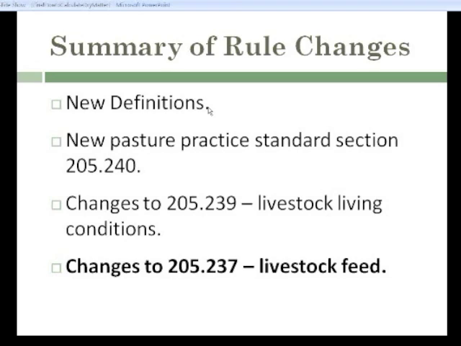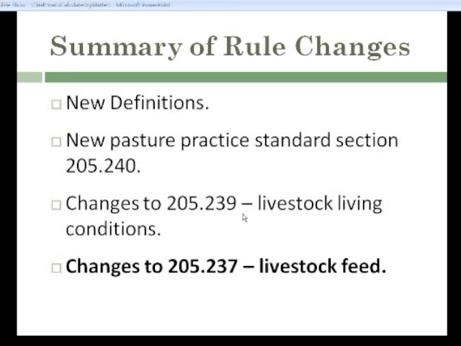We'll go through a few of those new definitions today, but there's a lot of new terms in there that apply to pasture. Then there's this whole new section that has been added. It's 205-240 in the rule, and that's the whole new pasture practice standard section. And that's the section that describes all the information you need to have in your grazing plan, in your pasture plan for your farm.